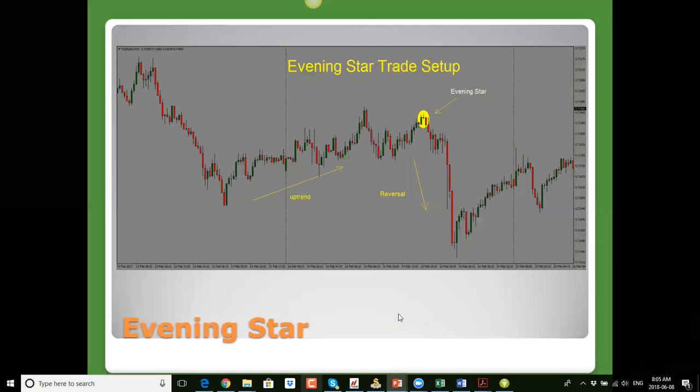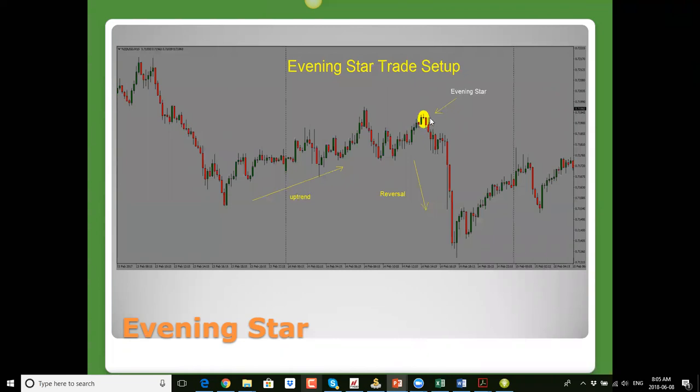So in real life, what does this look like? In real life, this is an example of an evening star chart pattern. So we have uptrend here. So overall, we have a downtrend, and then price starts to go up. So it's pulling back, and then we get this evening star pattern. So we have a bullish candle, indecision candle, or doji in the middle, and then we have a bearish reversal candle. So that confirms our chart pattern. That's an evening star pattern.